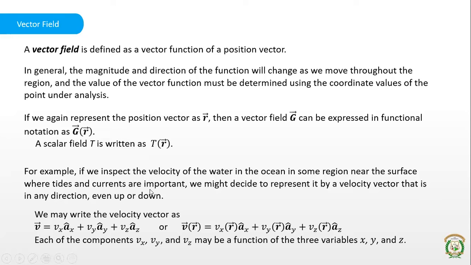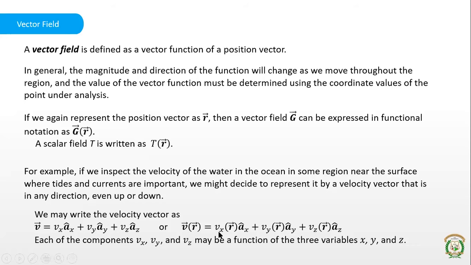The vector v, you can write in rectangular coordinates in terms of x, y, and z components. The velocity v is a vector, so we indicate it as a vector. It has x component vx, y component vy, and z component vz. Here ax, ay, and az indicate the unit vectors in the x, y, and z directions. If you consider the velocity at a particular point, then the position vector at that point will be given as vector r. Then velocity can be treated as a function of vector r.